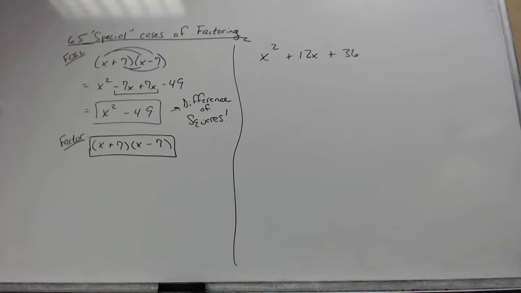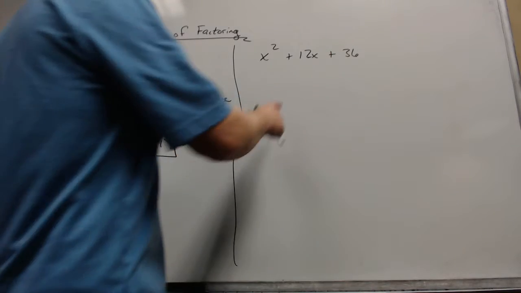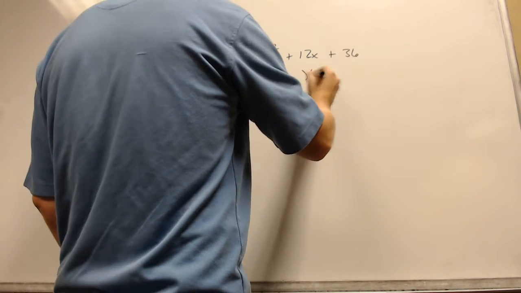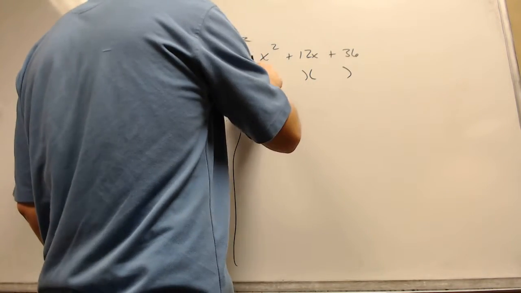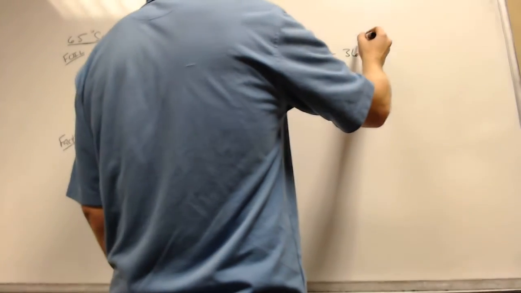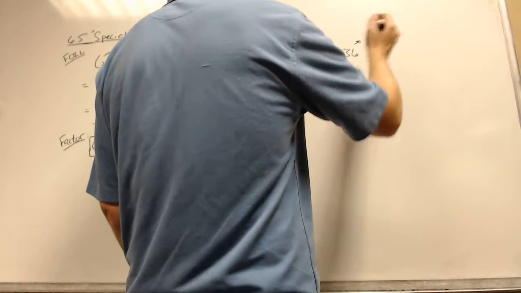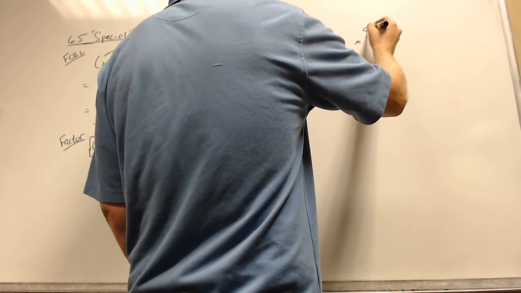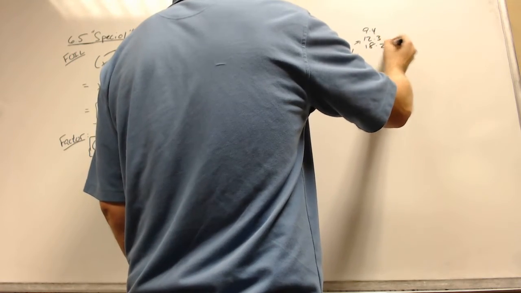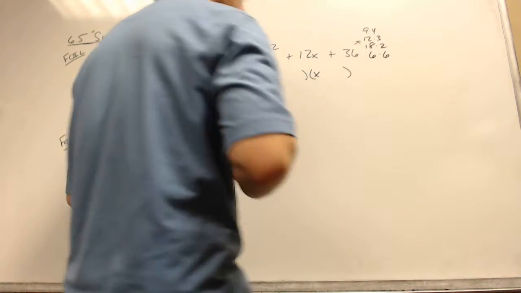So take a second. Try to factor this on your own with your skill set that you already have. This is not a difference of squares. There's a middle term. 12x, there's nothing in common. So it does need to be unfoiled, but what would you do before? You'd say, I know this has to be x and x. You'd say, well, what factors of 36 do I have? 9 times 4, 12 times 3, 18 times 2, 6 times 6.